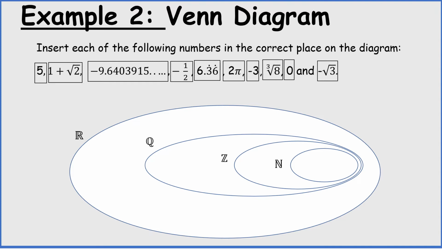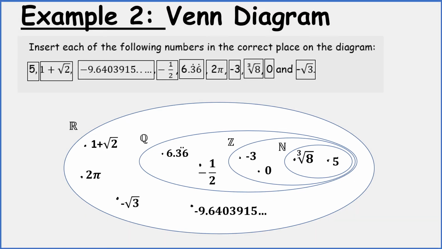And there is one there that is a bit of a red herring, so just be careful. And that is the cubed root of 8 can actually be simplified to 2. So just be careful. So putting them into the right places should look something like this. Okay, so 5, it is a natural number. It goes in here. 1 plus root 2 is not natural, not integer, not rational, so it must go out here because it is still on the number line. So it sits in the real bubble but not in rational.